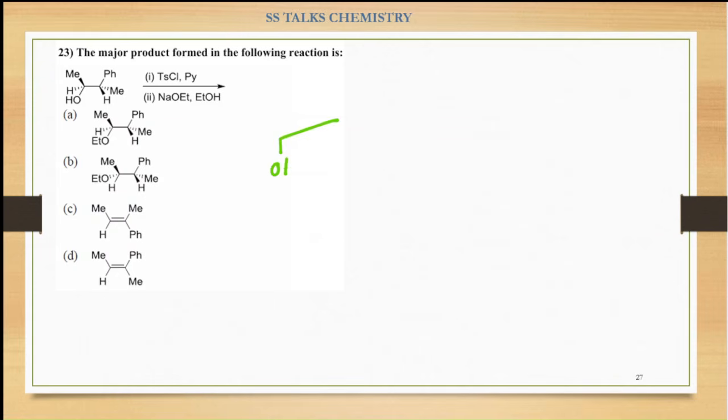Here the OH group is present, and here it is. On the wedge side the methyl group is given, and on the dash side this hydrogen atom is present, and at this position we have this OH group, and here on this side at the wedge position the hydrogen atom and this methyl. Now this has been treated with TsCl and pyridine.